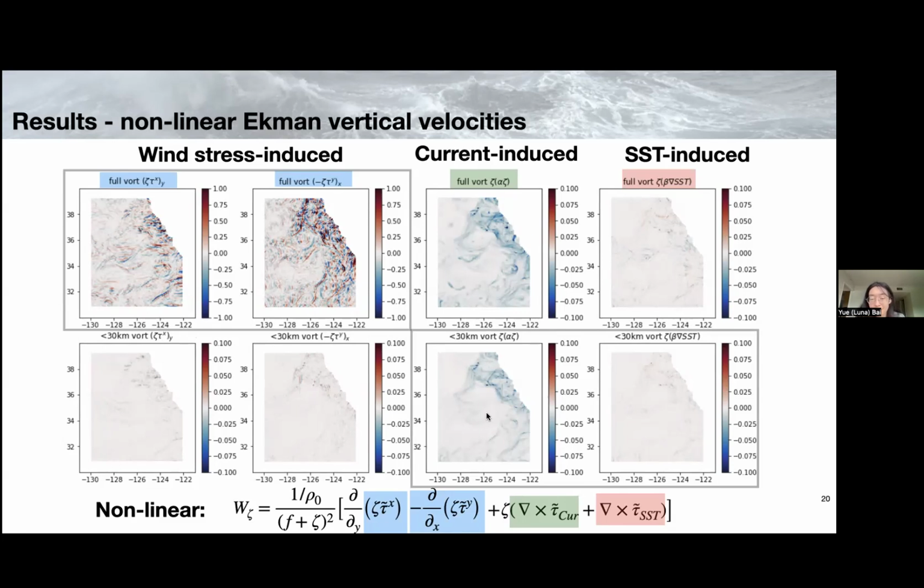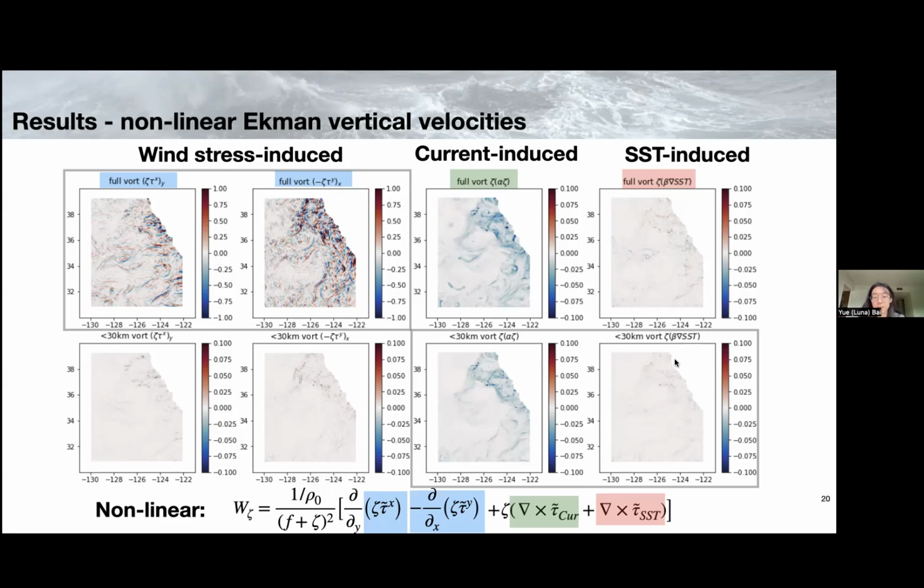But instead, for the current-induced component at sub-mesoscale, or smaller than 30 kilometer scale, it is as strong as it is for the full scale. And now it is becoming the dominant contribution to variabilities and magnitudes of this nonlinear Ekman vertical velocity at sub-mesoscale. But for SST-induced Ekman vertical velocities, it still remains very small and negligible.